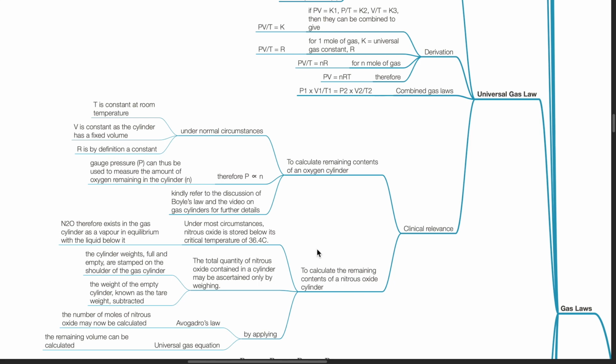The universal gas law can also be used to calculate the remaining contents of a nitrous oxide cylinder. Under most circumstances, nitrous oxide is stored below its critical temperature of 36.4 degrees Celsius. Nitrous oxide therefore exists in the gas cylinder as a vapor in equilibrium with the liquid below it. The total quantity of nitrous oxide contained in a cylinder may be ascertained only by weighing.